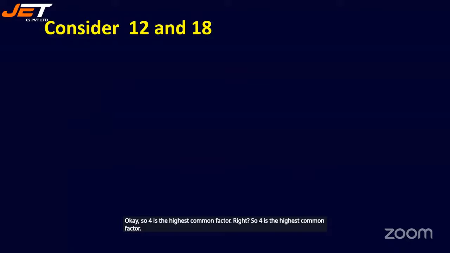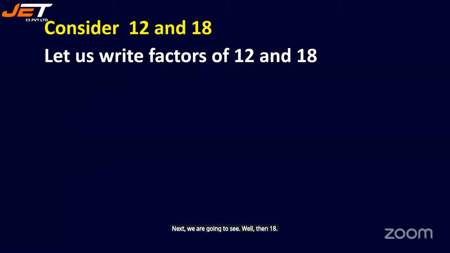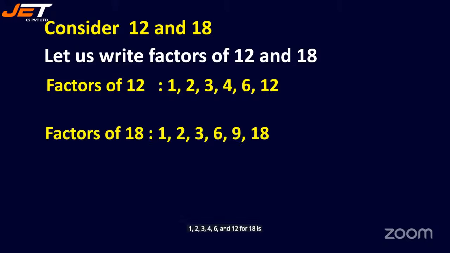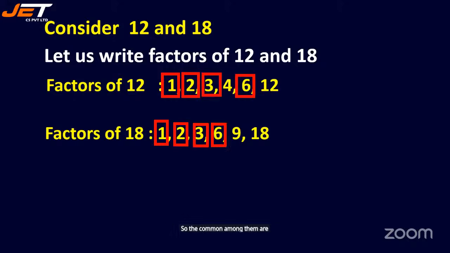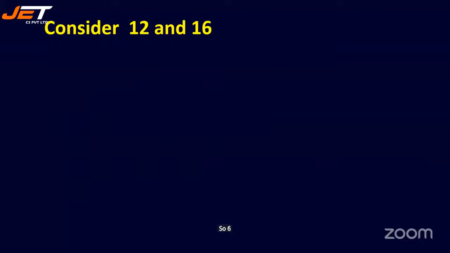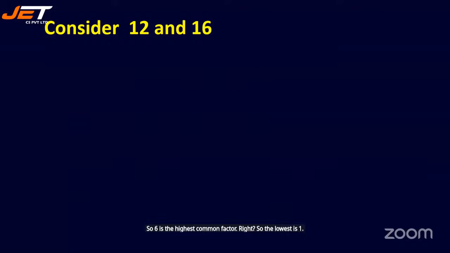Next, we are going to see 12 and 18. Let us write the factors of 12 and 18. The factors of 12 are 1, 2, 3, 4, 6 and 12. For 18, it is 1, 2, 3, 6, 9 and 18. So the common among them are 1, 2, 3, 6. So the common factors of 12 and 18 are 1, 2, 3 and 6. So 6 is the highest common factor, right? The lowest is 1. Now see the next one.